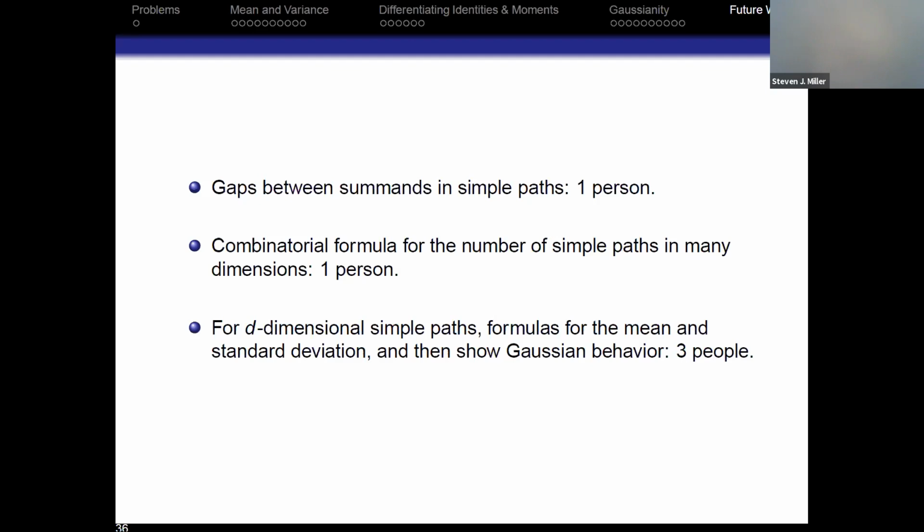So we now have pairs of indices. And you have to tell me how you're going to measure a gap.